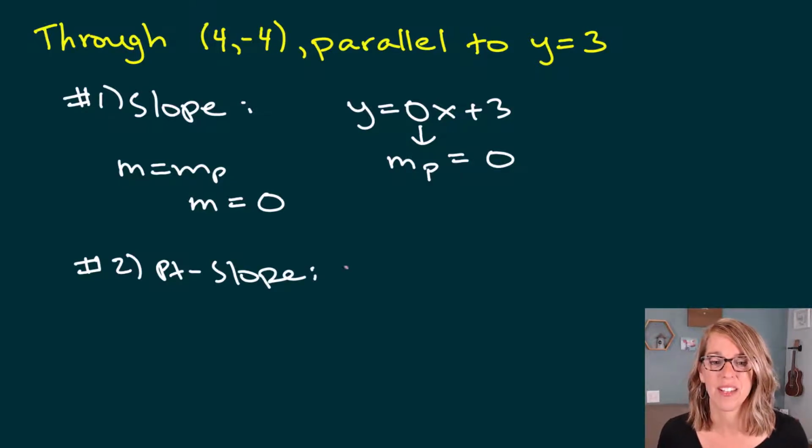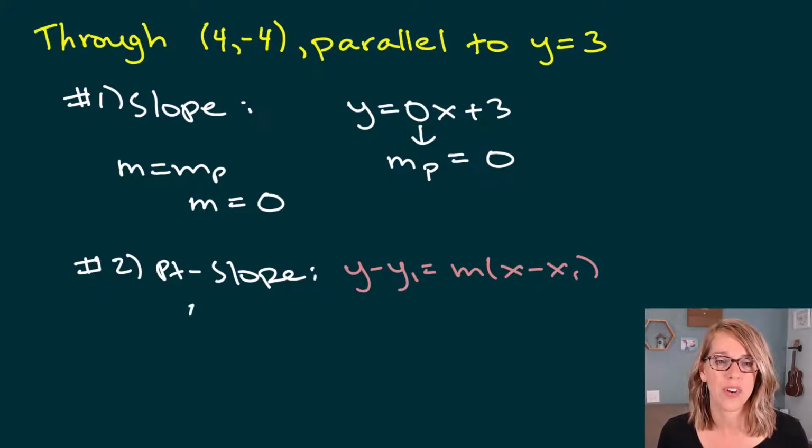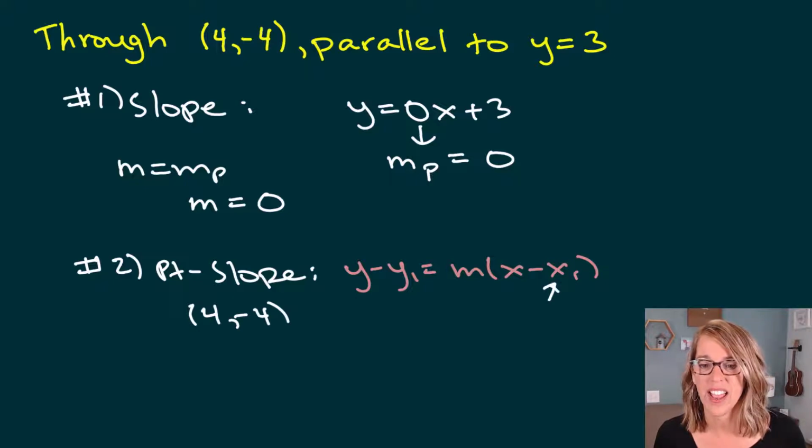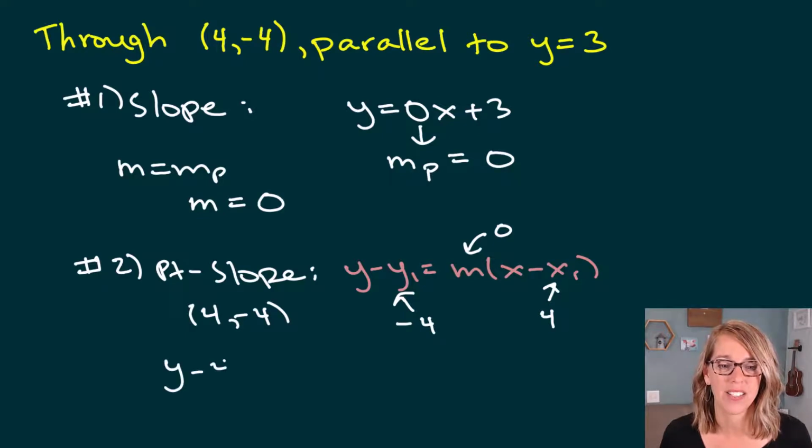So here comes my formula. y minus y1 is equal to m(x minus x1). Well, my point is (4, -4). So 4 is going to replace the x, negative 4 is going to replace the y, and the slope is 0, so 0 is going to replace m. So we end up with y minus 4 is equal to 0.